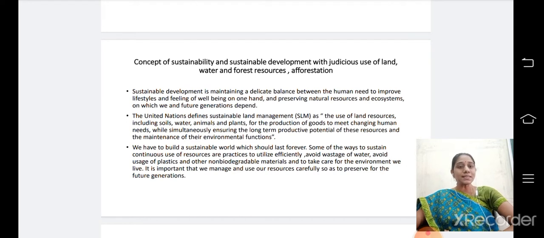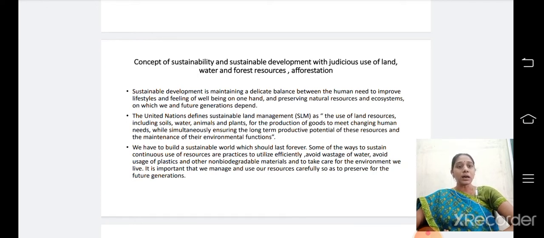The United Nations defines sustainable land management as the use of land resources, including soils, water, animals, and plants, for the production of goods to meet changing human needs while simultaneously ensuring long-term productive potential of these resources and the maintaining of the environmental functions.